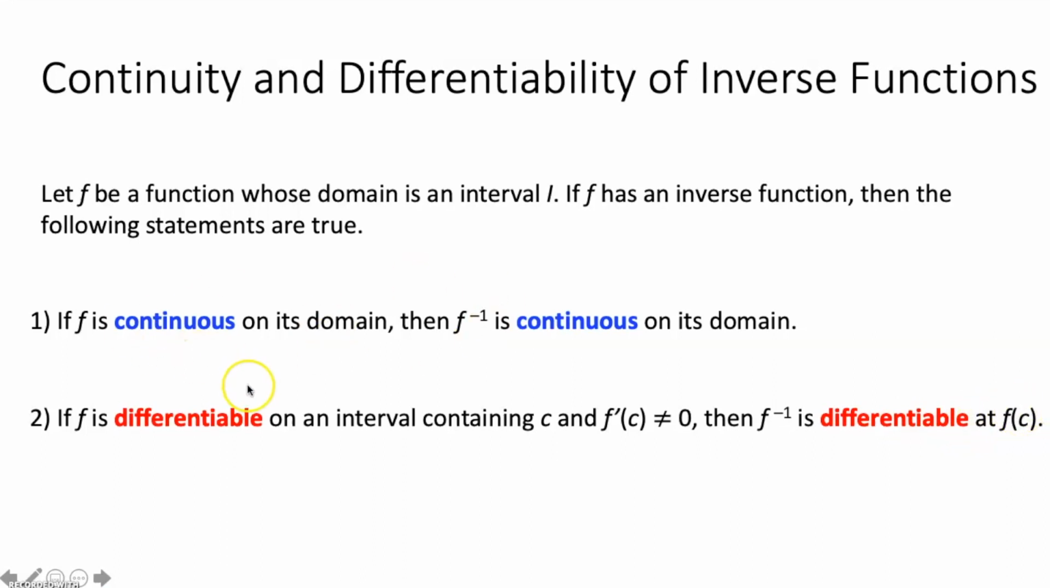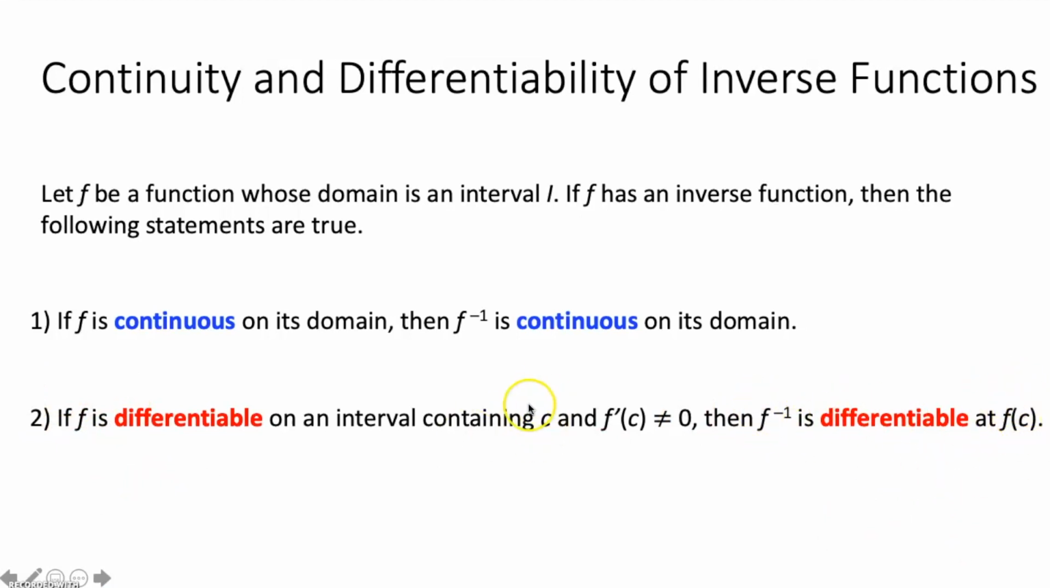So this is just some common sense stuff. The first one is just saying if your function is continuous, then the inverse of that function must also be continuous. Part 2 is just saying if you can take the derivative of your function at a particular x value that we're calling c, and that derivative is not 0, then the inverse of your function you could also take the derivative of at f of c.